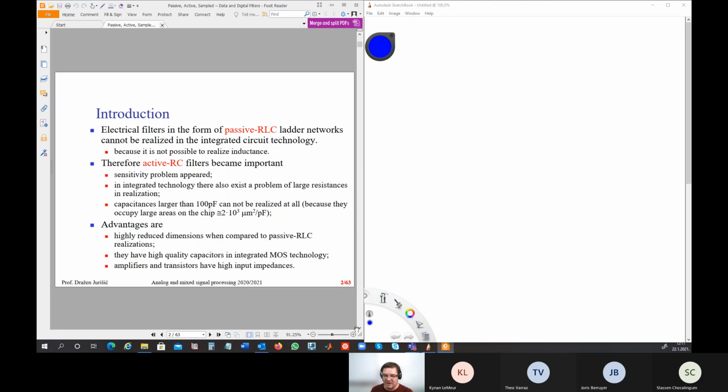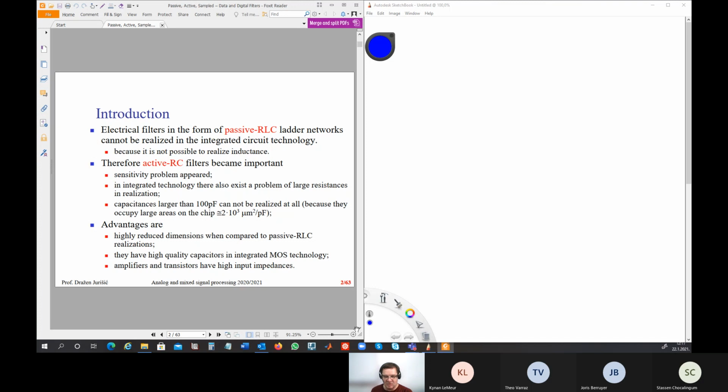Capacitors are of very high quality. They are much higher quality than inductors. Inductors usually have a resistance of the wire, which capacitors don't have. Capacitors only have the resistance between the two plates, but that is very high. So the isolation is very good. So capacitors are normally much better elements than inductors.